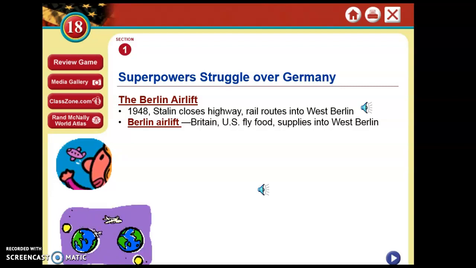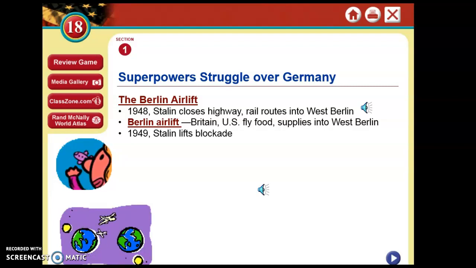For 327 days, planes took off and landed every few minutes around the clock. 277,000 flights brought in 2.3 million tons of supplies, everything from food to fuel to medicine, even Christmas presents that the planes' crews brought in with their own money.